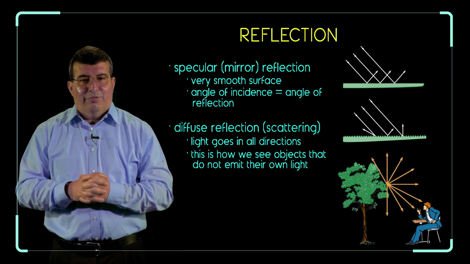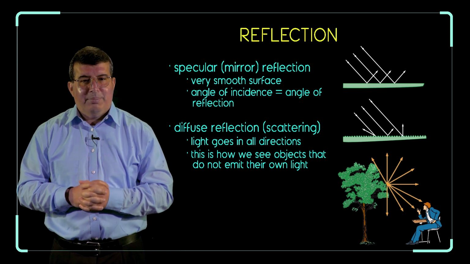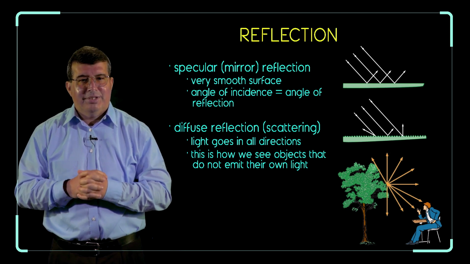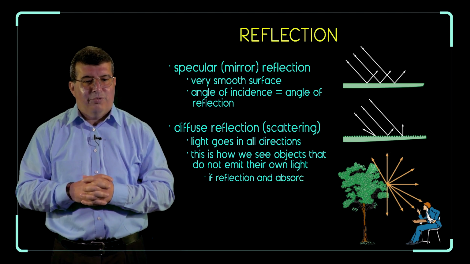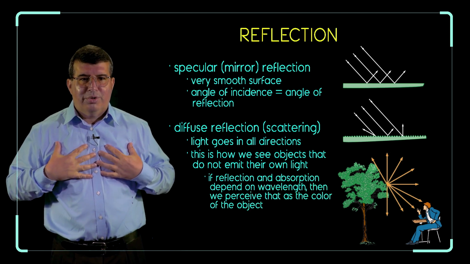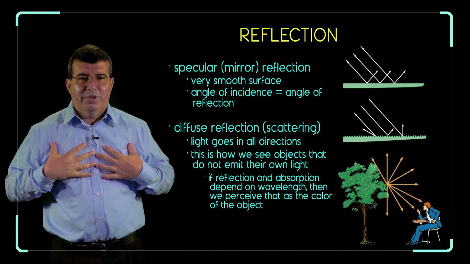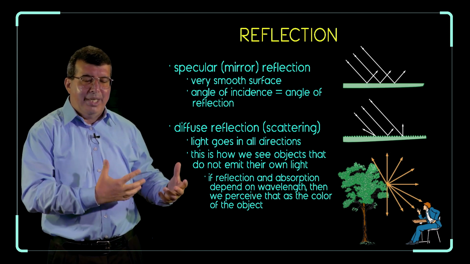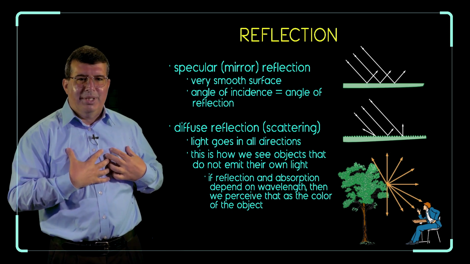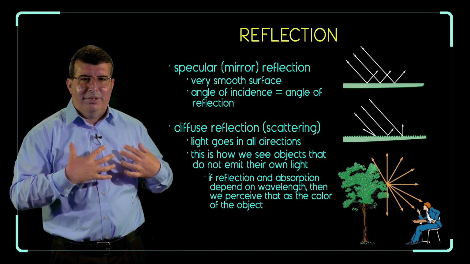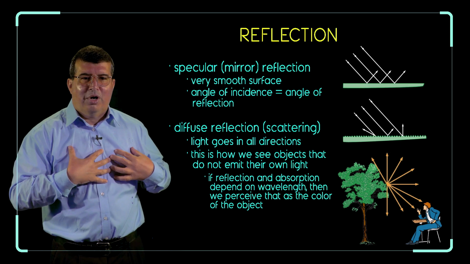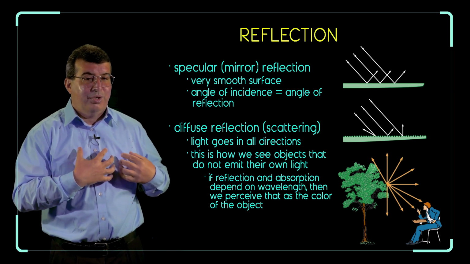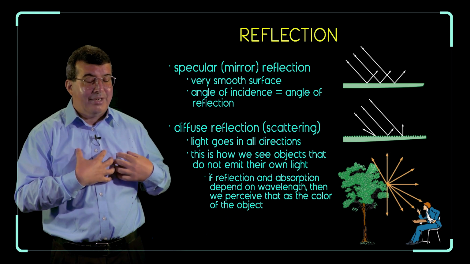Now, reflection and absorption can depend on wavelength, and if they do, then we perceive that as the color of the object. So, for example, I'm wearing a blue shirt, and the reason it appears blue to you is that even though white light is shining onto me, my shirt absorbs all of the light except for the blue light. The blue light is what it reflects or scatters.